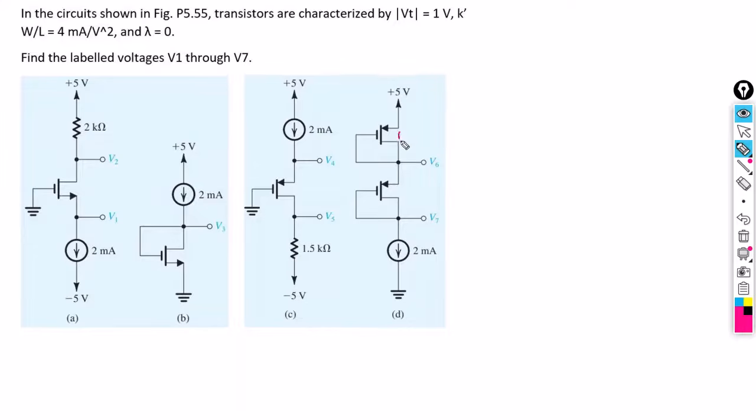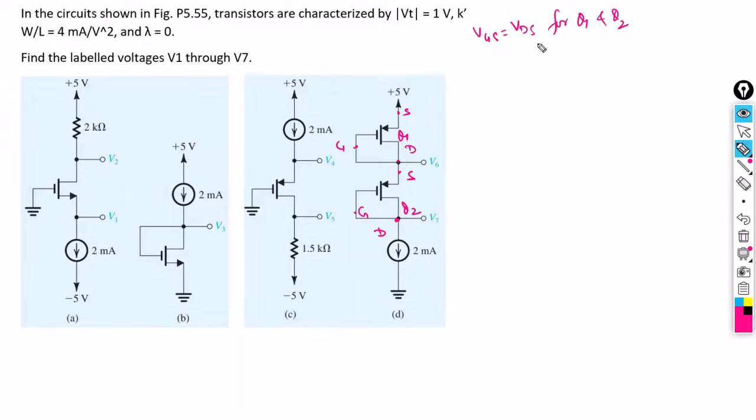Let's say this is Q1 transistor, this is Q2 transistor. This is the gate terminal of Q1 transistor, this one is drain terminal, this one is source terminal of Q1 transistor. Gate terminal of Q2 transistor, this one is source terminal of Q2 transistor, and this one is drain terminal of Q2 transistor. As you can see, gate and drain terminal of both Q1 and Q2 transistors are shorted to each other, which means we can write VGS equal to VDS for both Q1 and Q2.